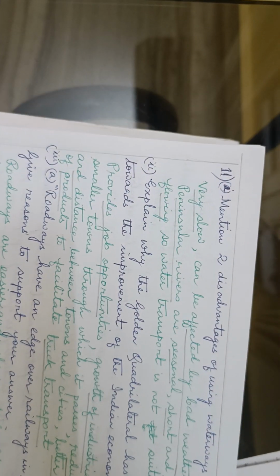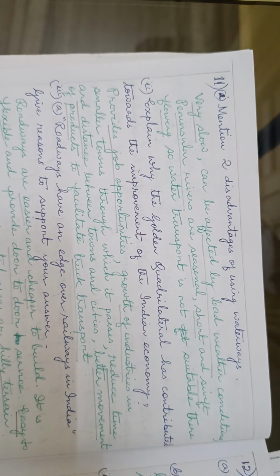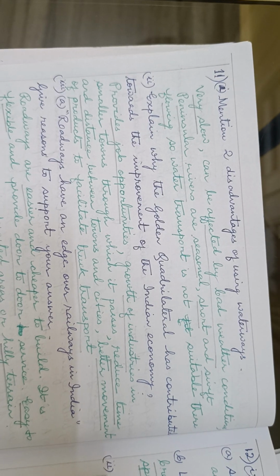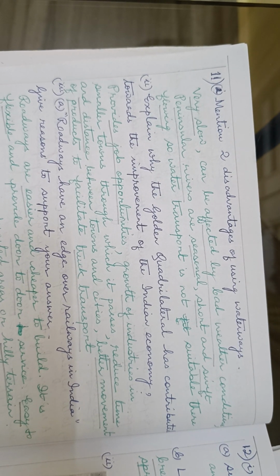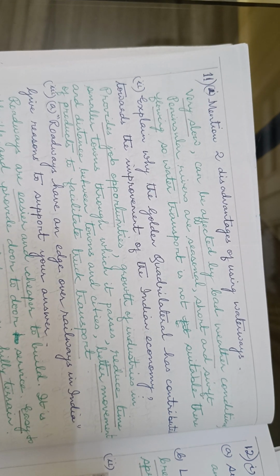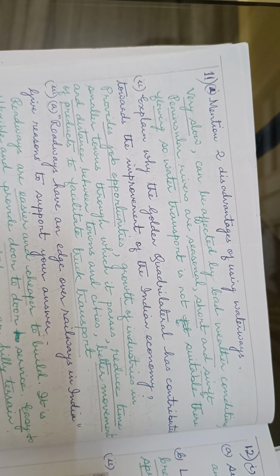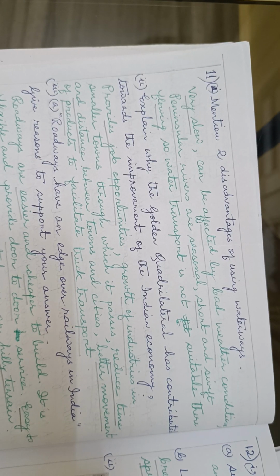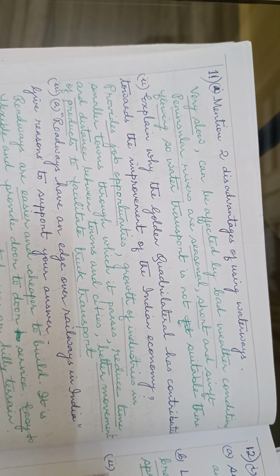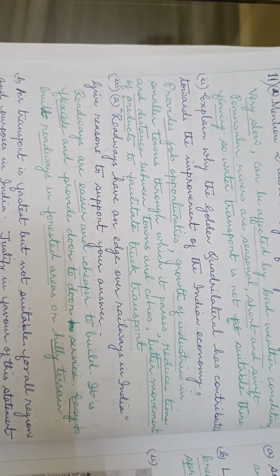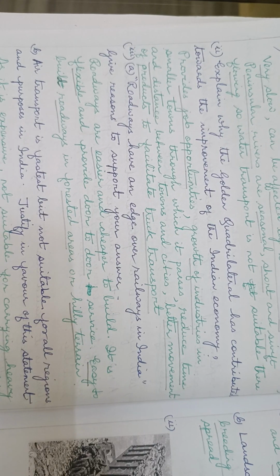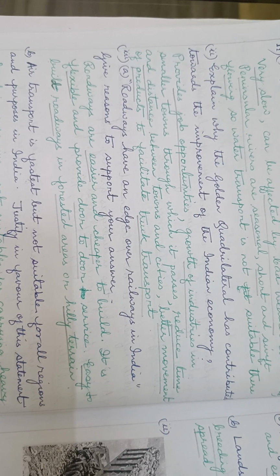Next question, question number 11. Two disadvantages of waterways. First one is very slow. Second one can be affected by bad weather conditions. And third, peninsular rivers are seasonal, short and swift flowing. So water transport is not suitable there.